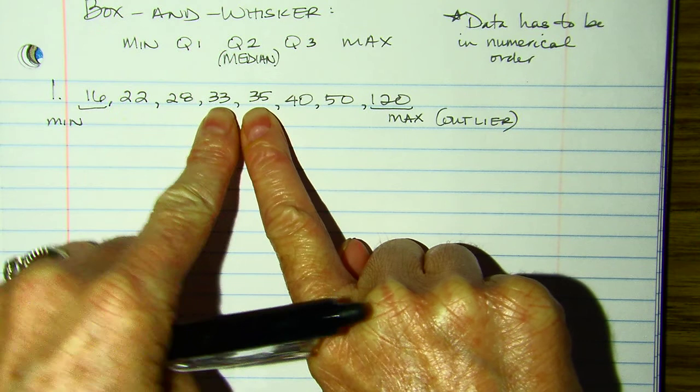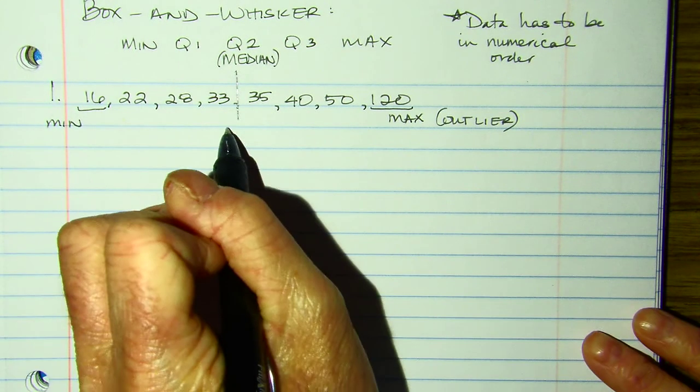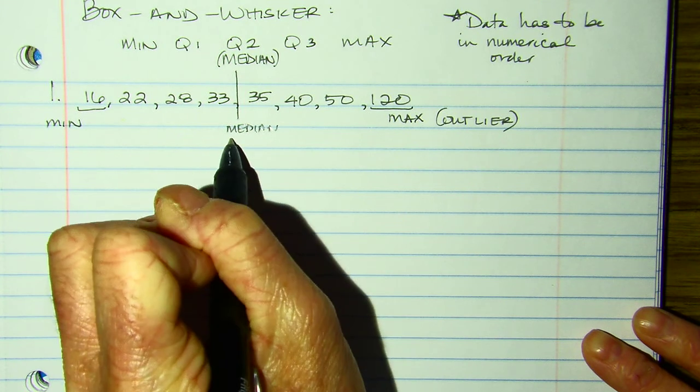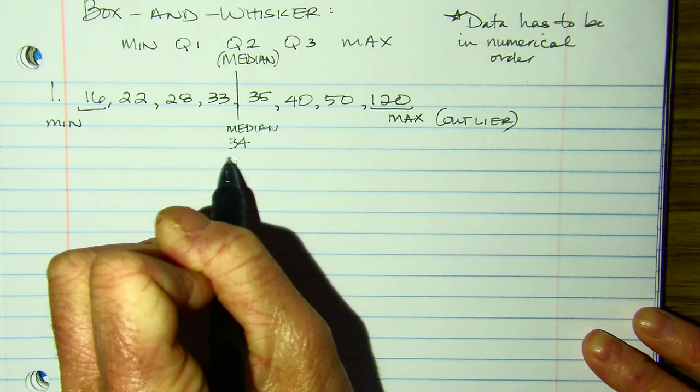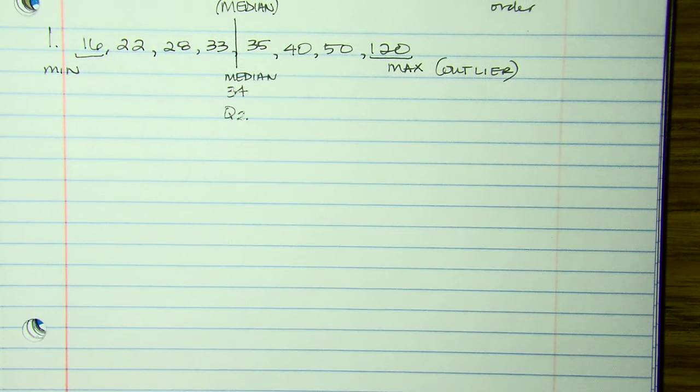Now to find a median, start on the outside and you're looking for the middle. I have 8 pieces of data, so I'm going to draw a line. This right here would be my median, which is 34, which is also quartile 2. Because whatever our median is, that's our quartile.